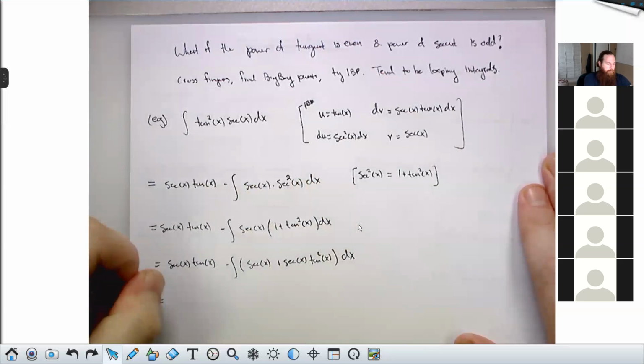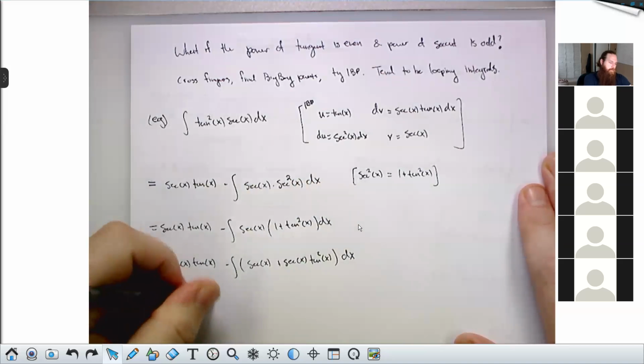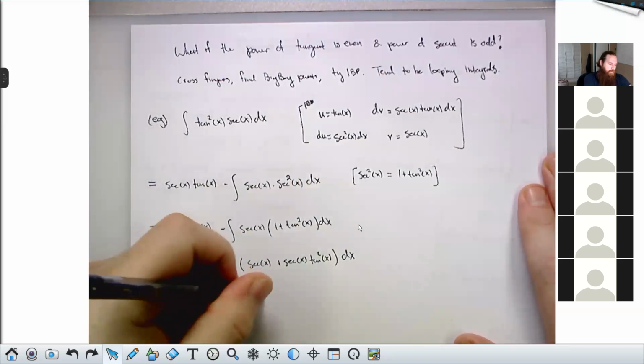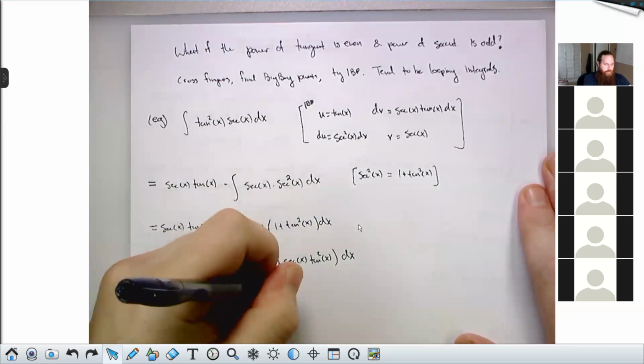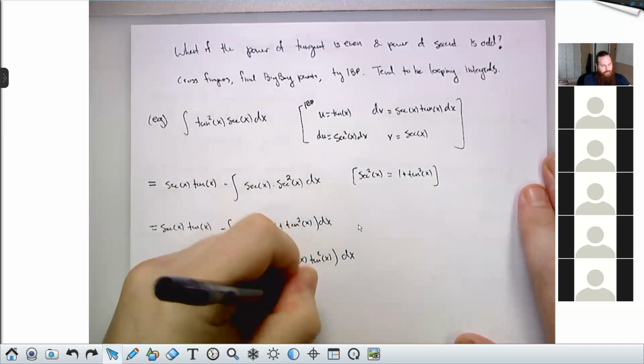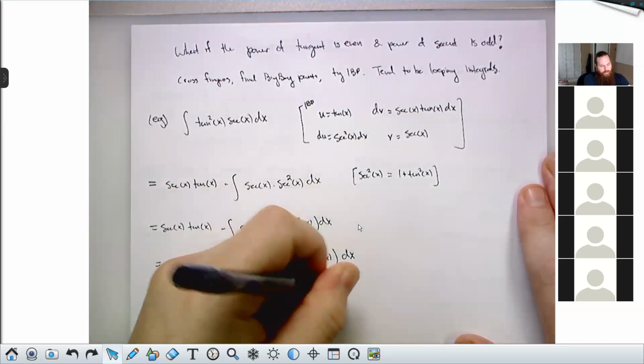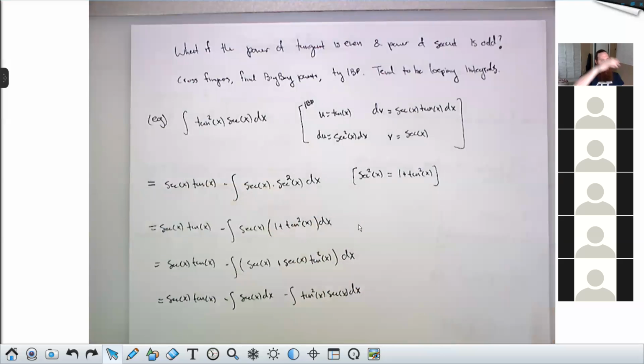And then split up. So that'll be minus the integral of secant x dx minus the integral of, I'll write it as tan squared times secant x dx to help you see the loop. What you see is that down here, my original integral has shown back up. We've successfully looped.